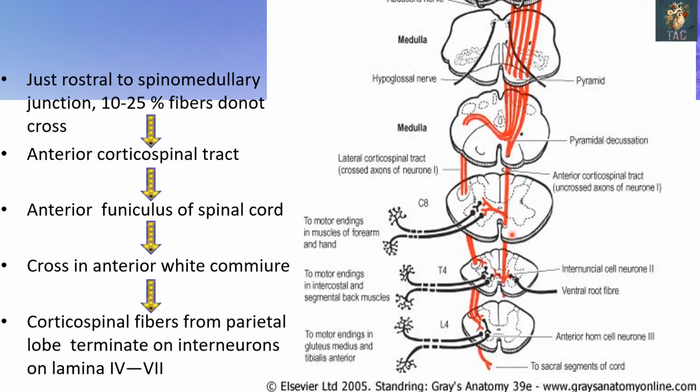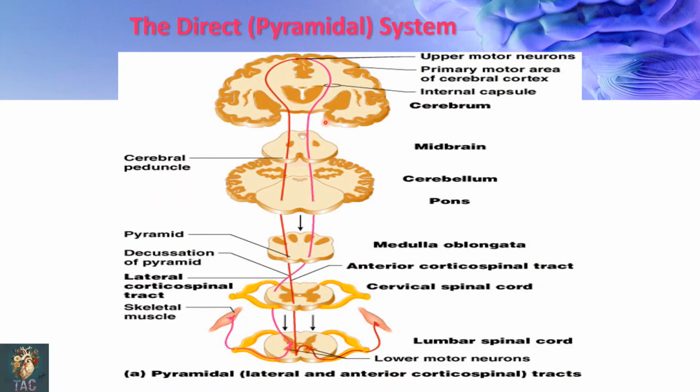These run in the anterior funiculus of the spinal cord, crossing in the anterior gray commissure, the anterior white commissure, to the anterior horn of the spinal cord, and basically terminate on interneurons in lamina 4 to lamina 7 of the Rexed lamination. So this is again an overview.